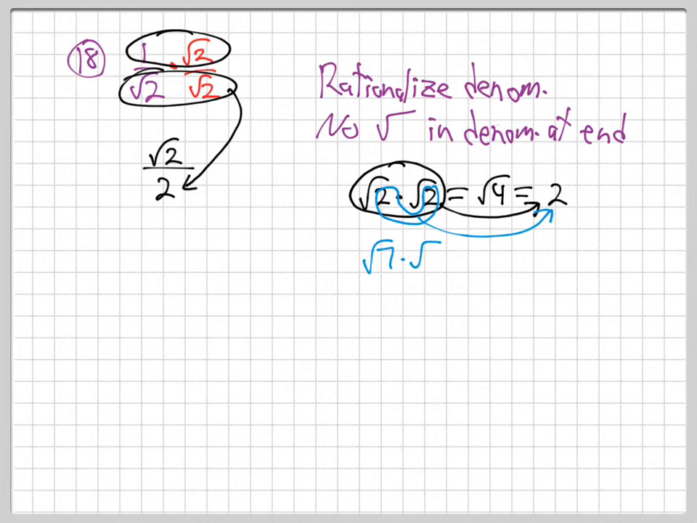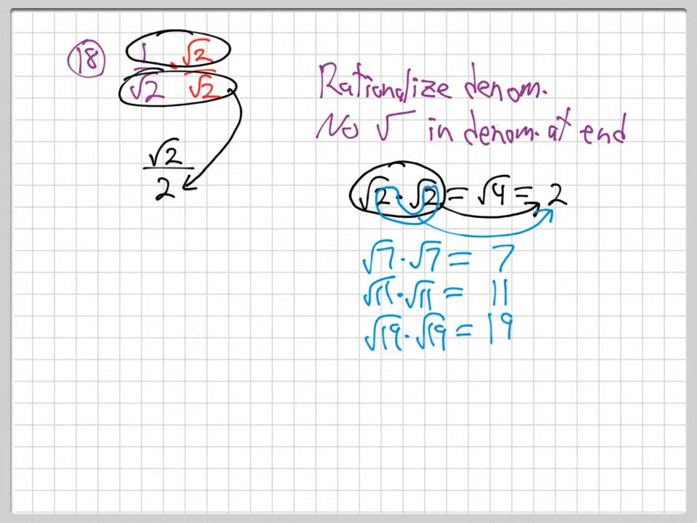What is the root of 7 times the root of 7? 1 plain 7. What's the root of 11 times the root of 11? 1 plain 11. What is the root of 19 times the root of 19? 1 plain 19. Now, you making sense? You got it? You're thinking, Mr. Aaron, I got it. I can't be fooled. Really? You ready? You feeling good?